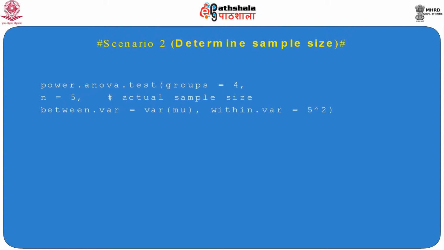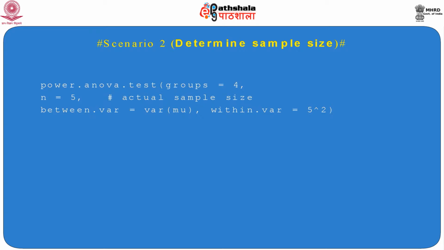Now we will go for another scenario. This is the result observed for power.anova.test, where again we are using groups equals 4 with sample size for each group equal to 5, and between variance is assigned as the variance of mu, where mu is assigned for the 4 group mean values, and within variance is assigned as 25.